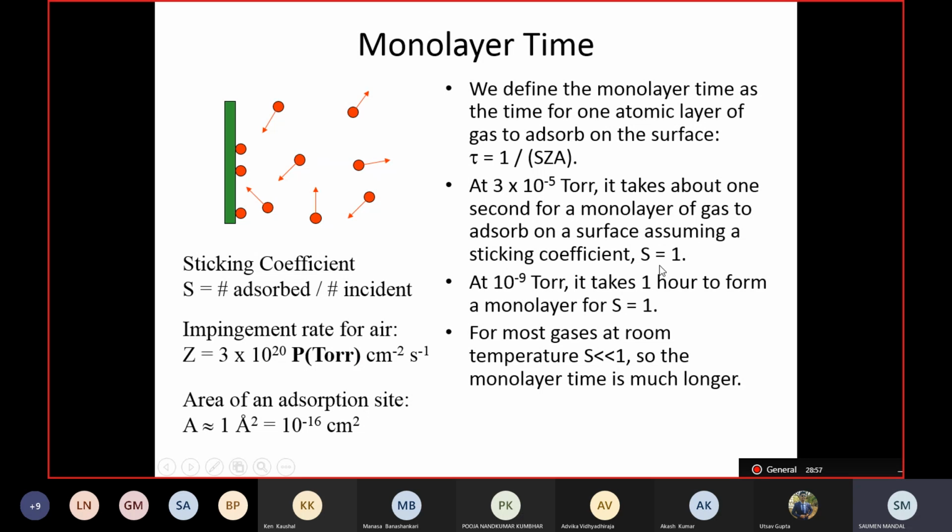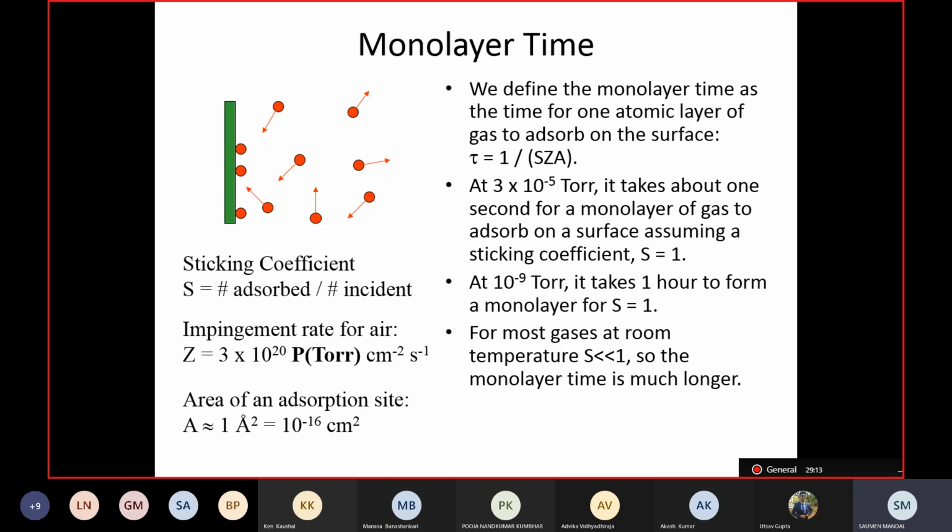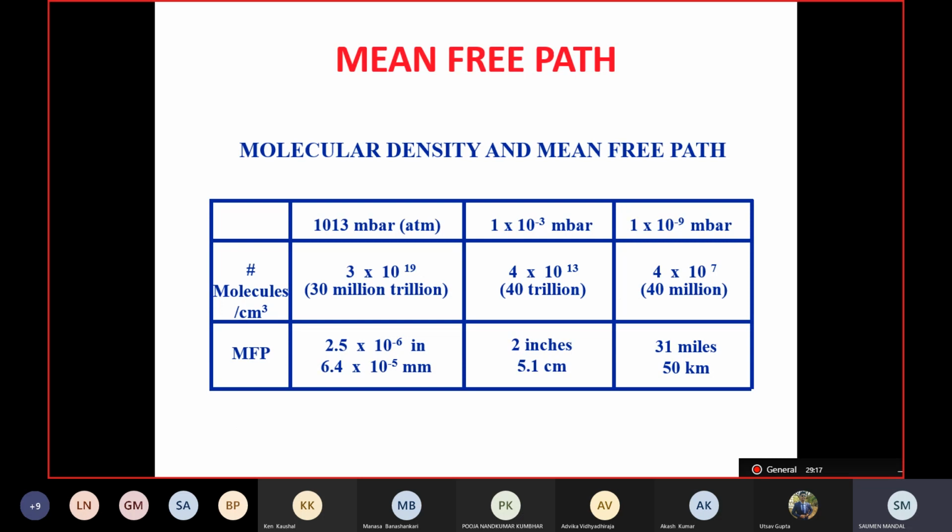So that is called monolayer time, the time required to form one monolayer of adsorbed gas on the surface. That's all, and if you have any questions, I shall be happy to answer. Any question? Please do ask.